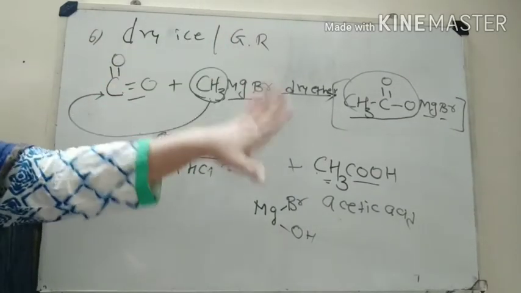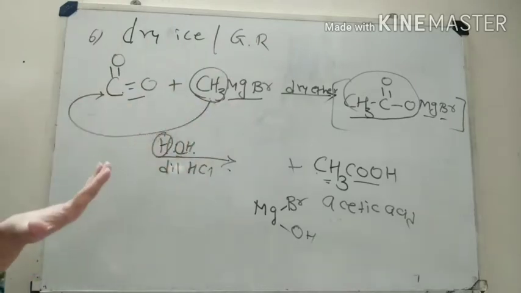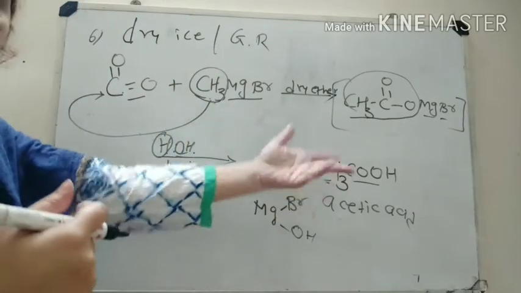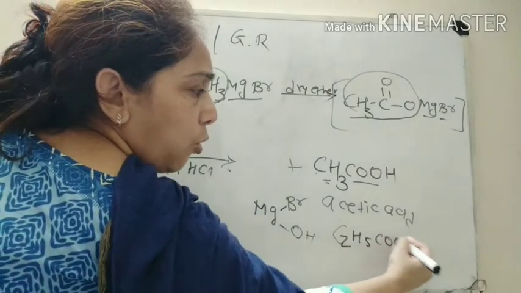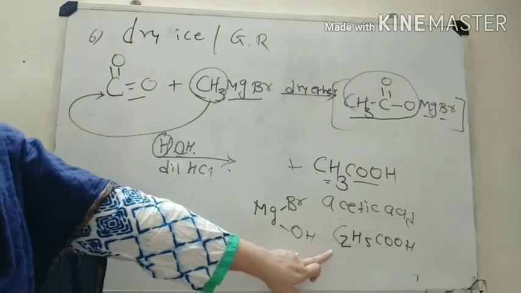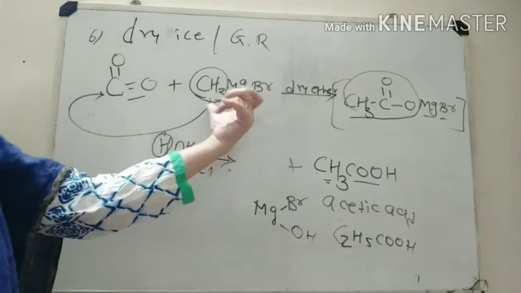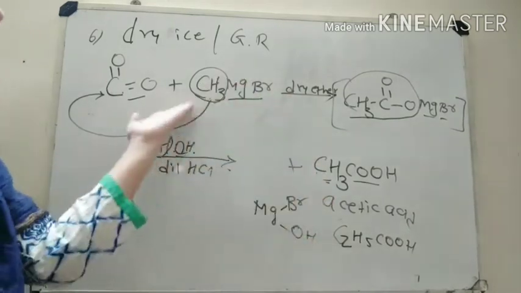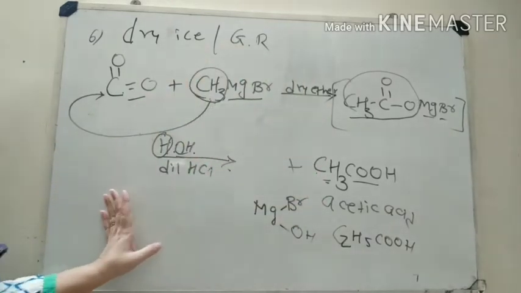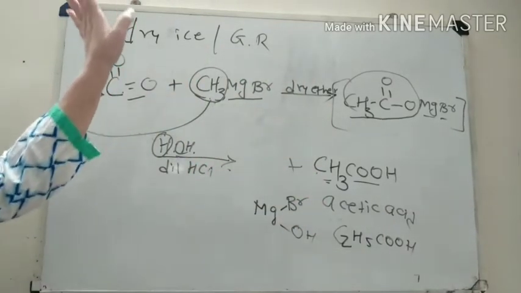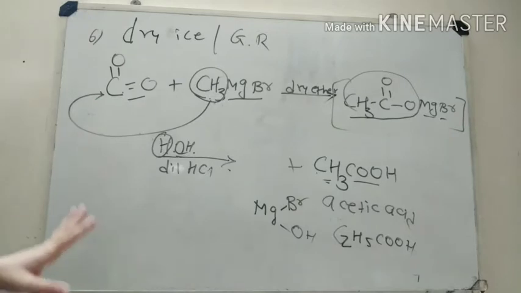Suppose they ask how will you prepare propionic acid; the propionic acid formula is different. It is C2H5COOH. If they want to prepare this, then instead of CH3MgBr, we have to use C2H5MgBr, and the rest of the reaction will remain the same. So in this way, we have done a total of 6 preparation methods of carboxylic acid.